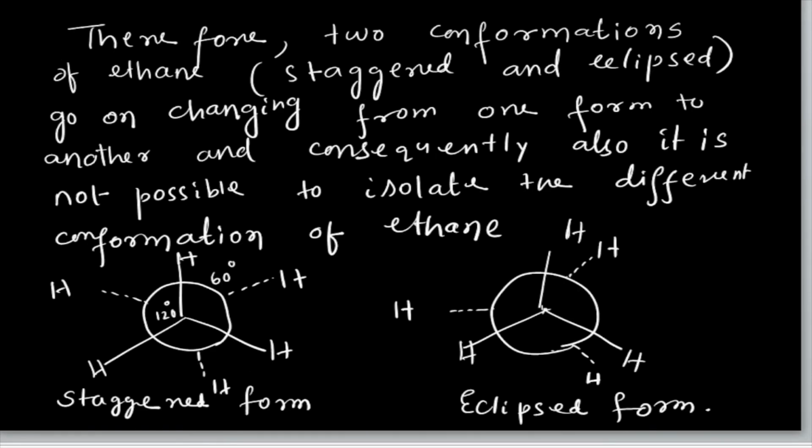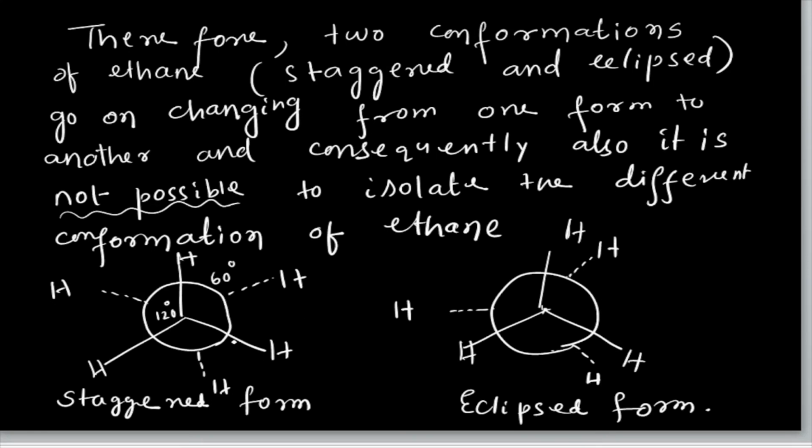Therefore, the two conformations of ethane, staggered and eclipsed, go on changing from one form to the other, and consequently it is not possible to isolate the different conformations of ethane. Why? Because I told you there is a very small energy difference, and within this 12.5 energy difference, so many infinite rotations take place, so many infinite structures are there, and finally staggered and eclipsed. Staggered changes to eclipsed, eclipsed changes to staggered, but isolation is not possible because of the very small energy difference.